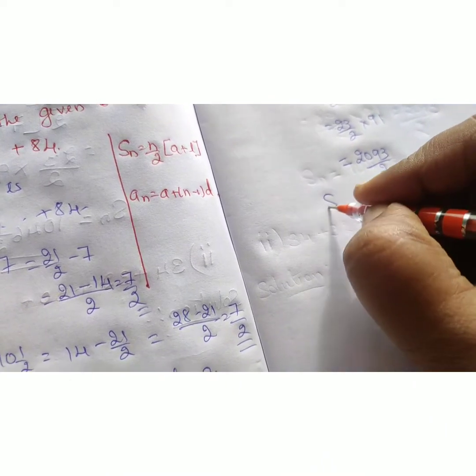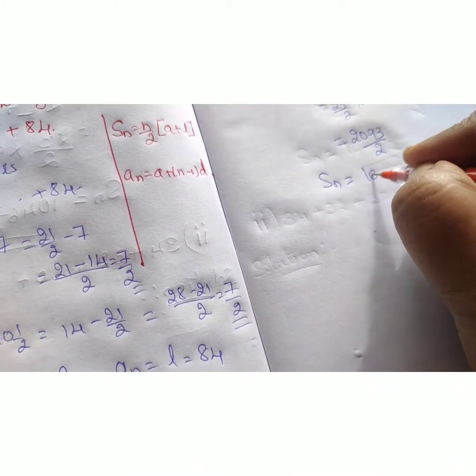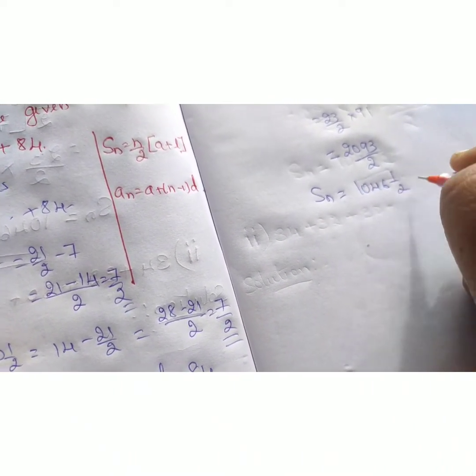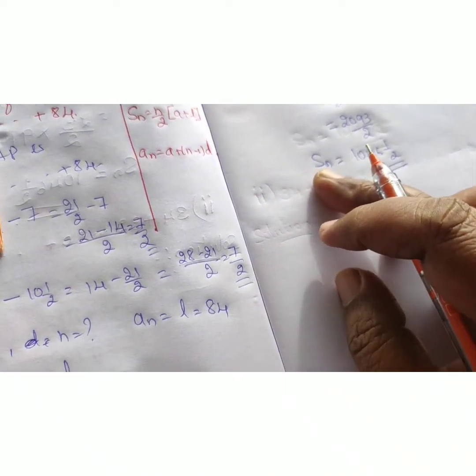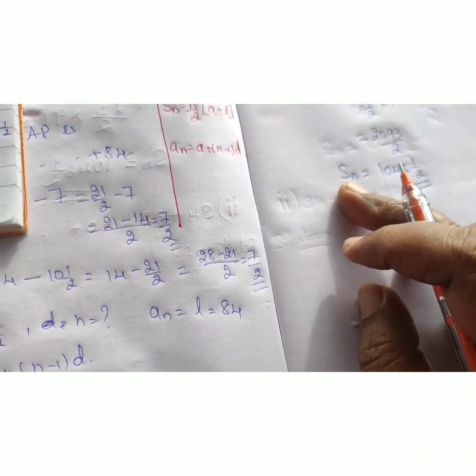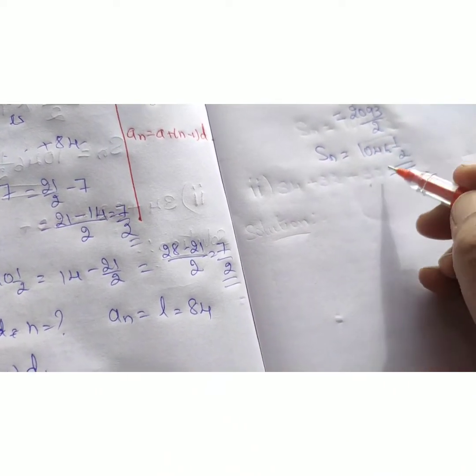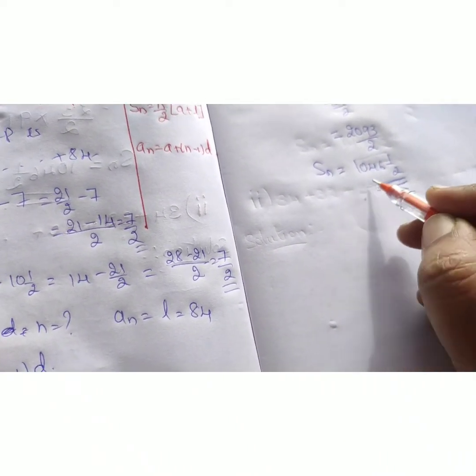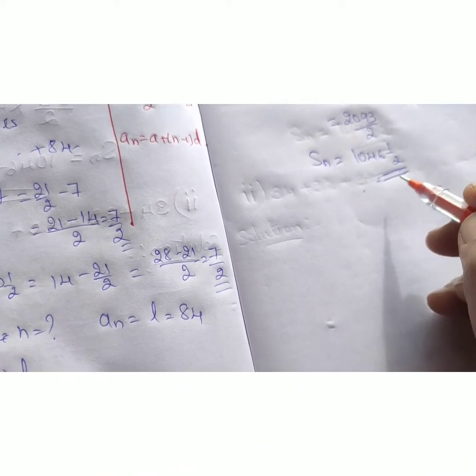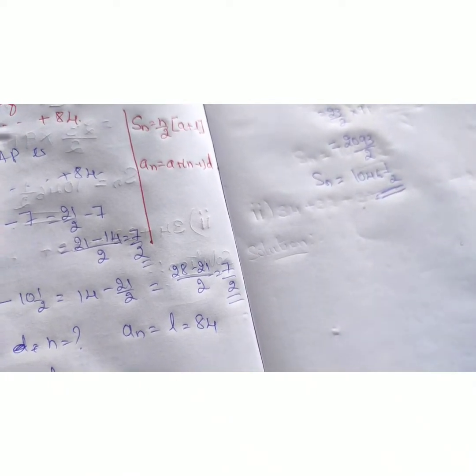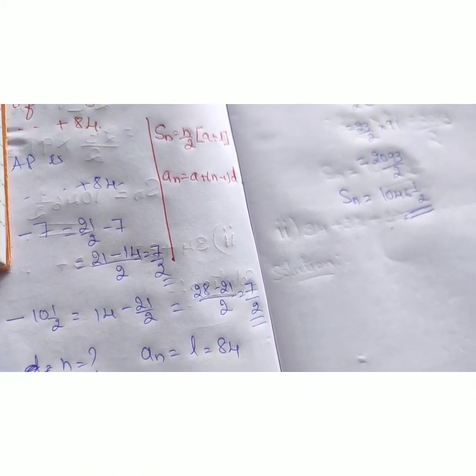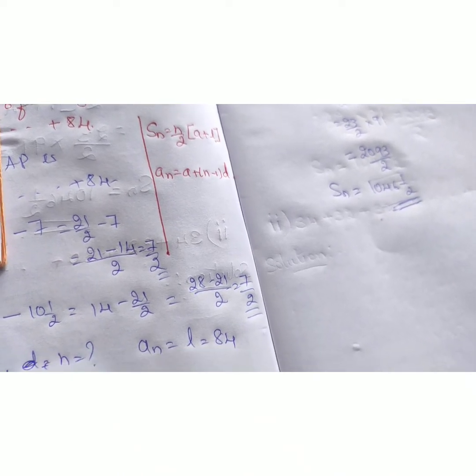When you simplify it as a fraction, you are going to get the answer. That means the sum of the terms of the AP 7 plus 10 and half plus 14 up to 84 is this much. This is the total addition of all those terms. Okay, similarly we can move to the next problem.